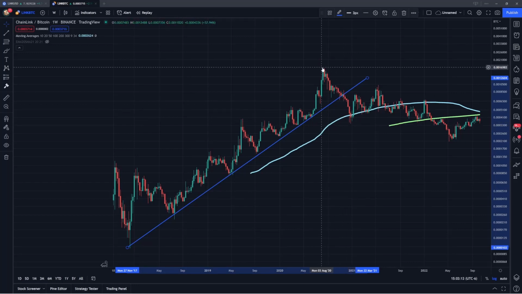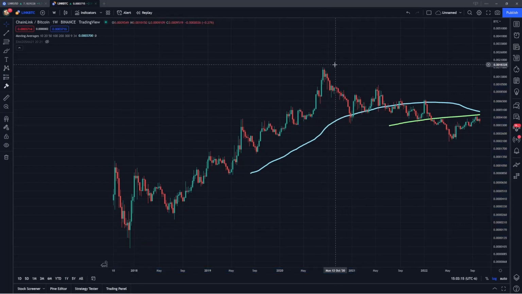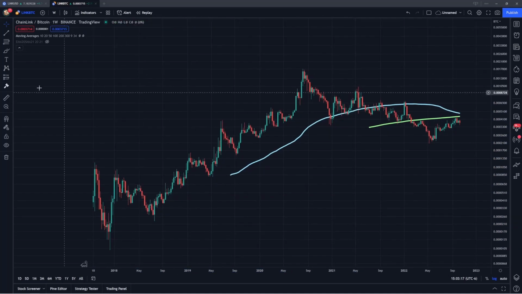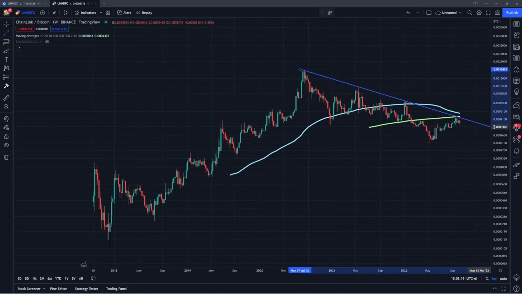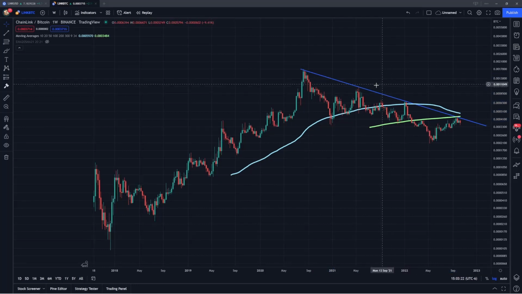So ever since that peak back in the DeFi summer, Chainlink has been underperforming Bitcoin. It has been in this longer term downtrend, forming these lower highs. And this is the structure that I want to see broken. I want to see a resumption of this longer term uptrend where Chainlink does start to outperform Bitcoin. So I'm going to be looking at two levels specifically, which are the 200-week simple moving average as well as the 300-week simple moving average.